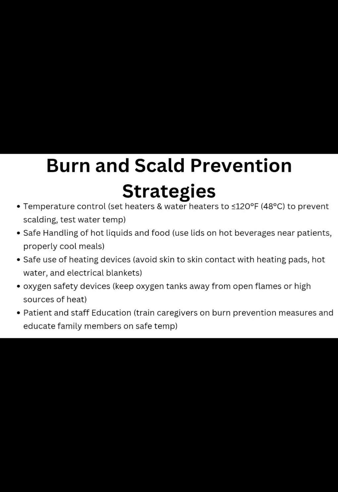So we're going to go over some prevention. We've learned the different types of burns and some examples. Now, how do we prevent them? What are some strategies that we can use? Well, the first one is temperature control. You want to make sure you set heaters and water heaters to equal or less than 120 degrees to prevent scalding. Make sure you test the water temperature.